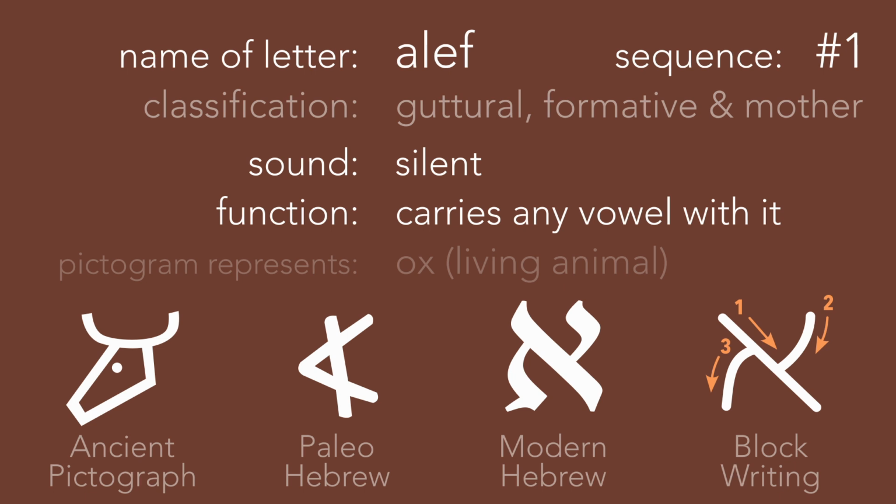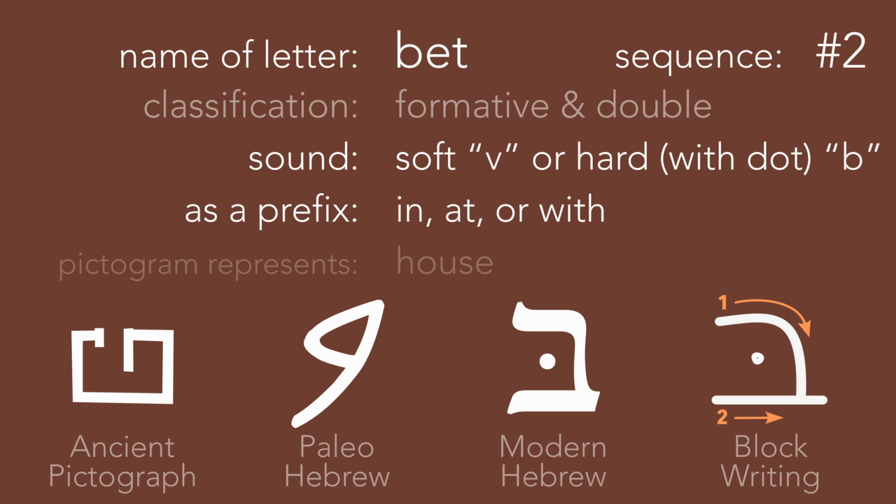Moving on, the next letter today is Bet, also known as Vet. It makes a V sound or a B sound when it has the dagesh inside of it. Having 2 sounds, that's why it's listed as a double letter. It is also a formative letter and often functions as a prefix attached to the beginning of other words, and when used this way it means in, at, or with.